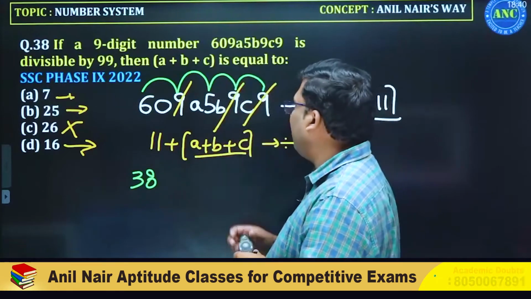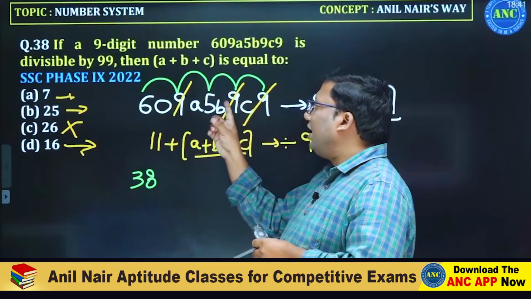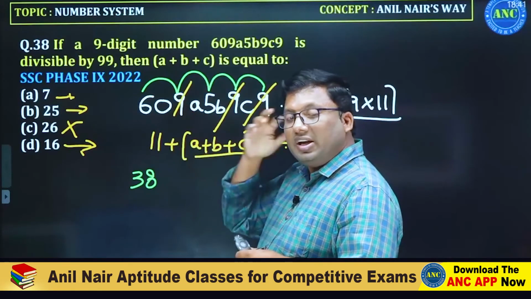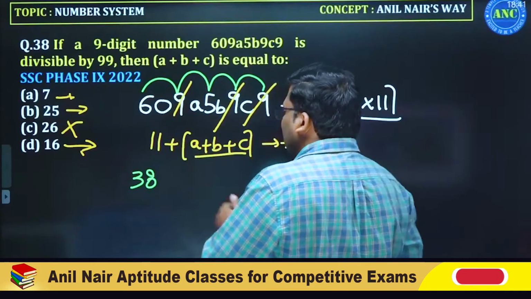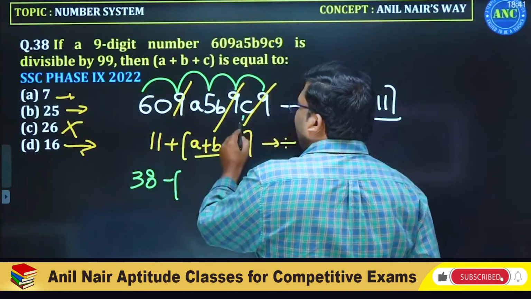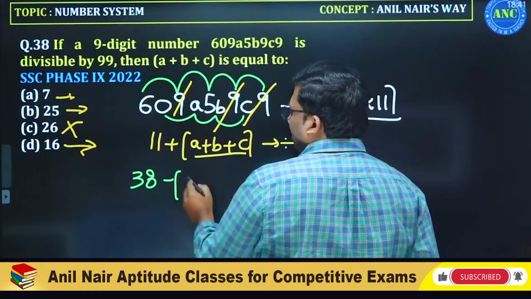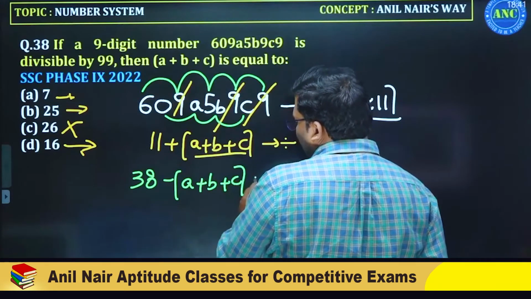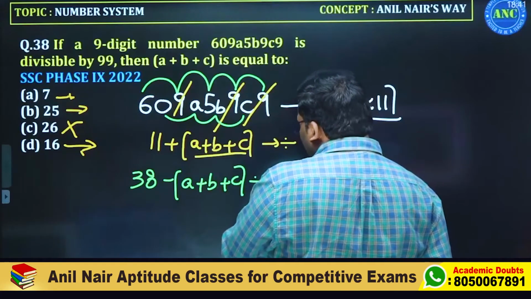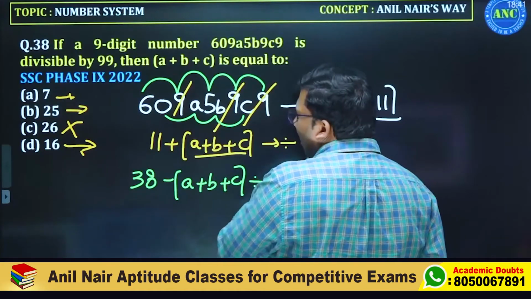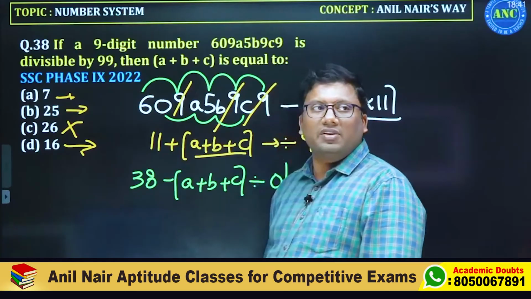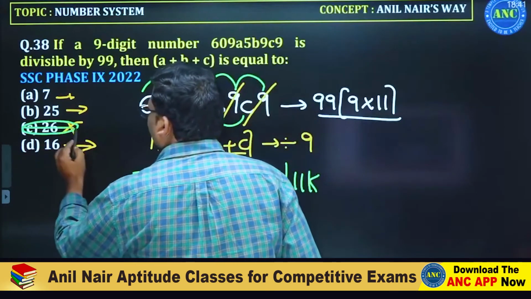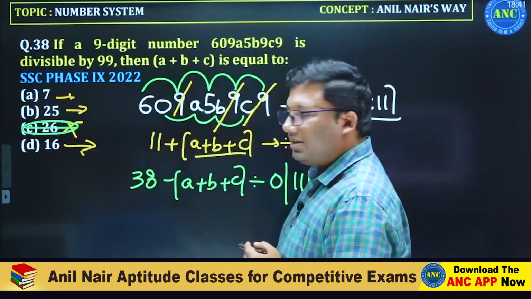38. Again I am repeating. 9 plus 9, 18, plus 5, 23, plus 9, 32, plus 6, 38. 38 minus the sum of the even places, minus of A plus B plus C. It should be either 0 or divisible by 11. These options we eliminated, sir.